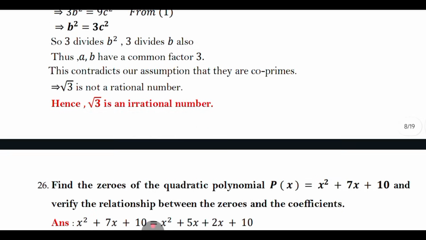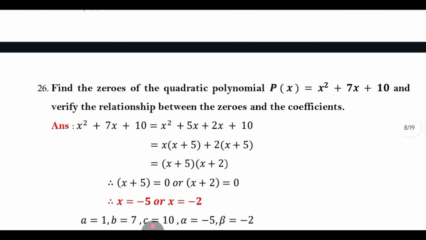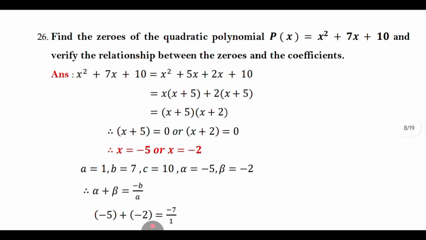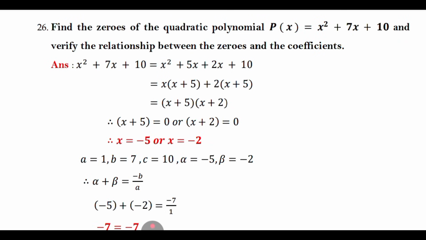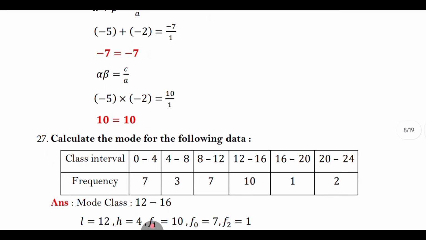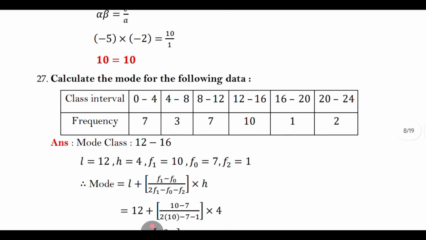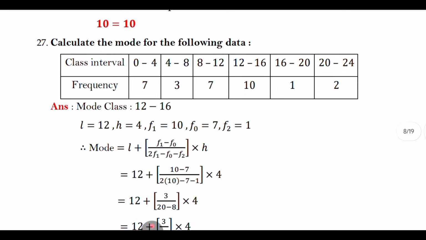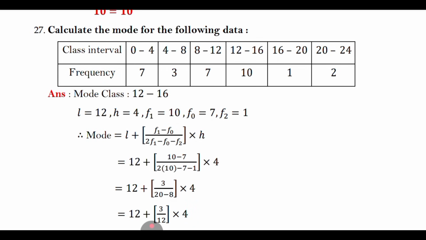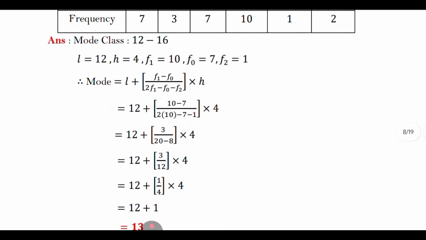And they will give you the 3 marks totally. 26th question, find the zeros of the quadratic polynomial p of x is equal to x squared plus 7x plus 10 and verify the relationship between the zeros and the coefficients. In this one, they have written very systematically, and hence I have solved very systematically and arranged it. Answers with reading.